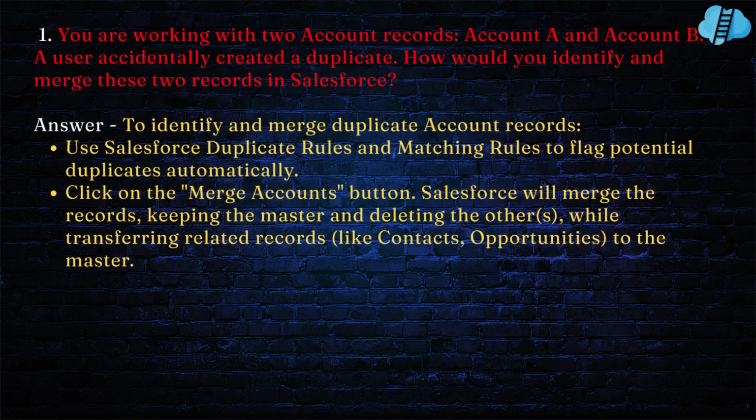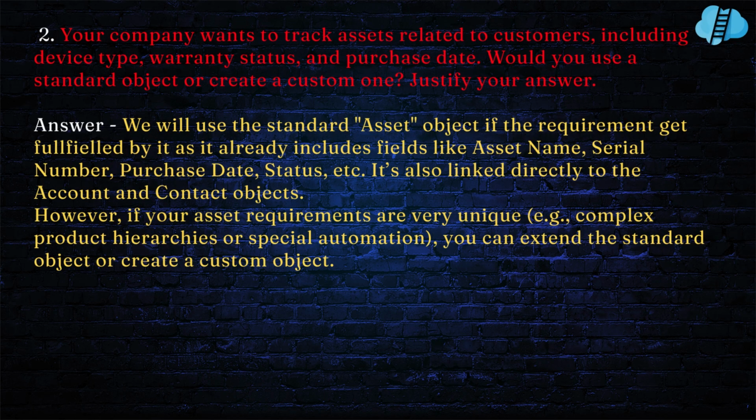2. Your company wants to track assets related to customers, including device type, warranty status, and purchase date. Would you use a standard object or create a custom one? Justify your answer. Answer. We will use the standard asset object if the requirement gets fulfilled by it, as it already includes fields like asset name, serial number, purchase date, status, etc. It's also linked directly to the account and contact objects. However, if your asset requirements are very unique, e.g., complex product hierarchies or special automation, you can extend the standard object or create a custom object.